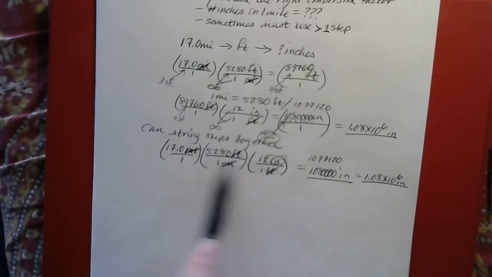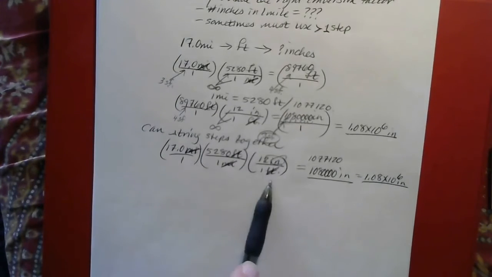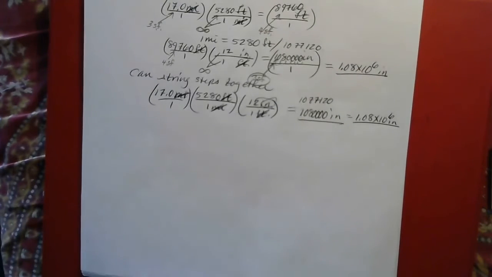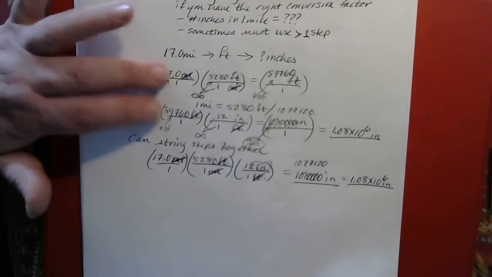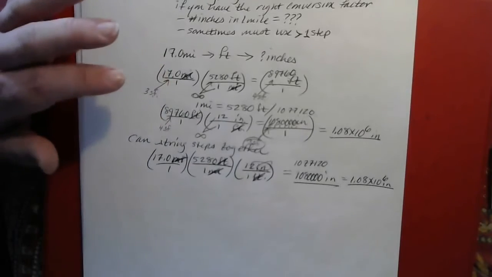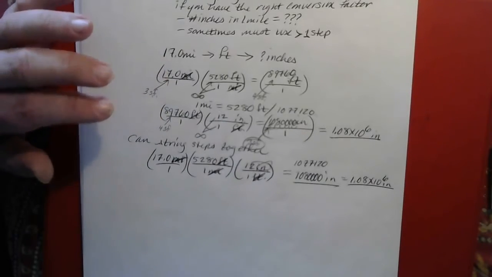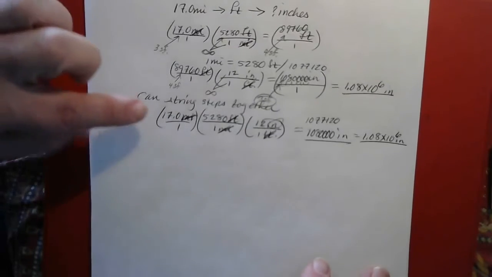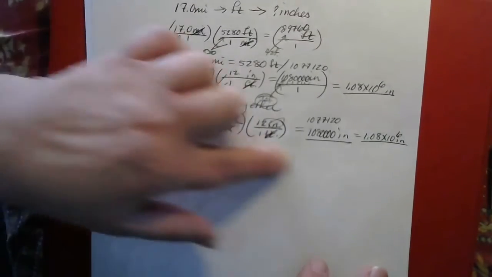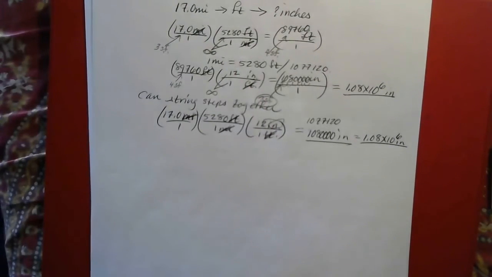But you don't have to. You can just keep going. This times this times this. Ignore the ones because they don't change anything, and you get the same number. So it might be better if you're new at this, or if you're a little shaky, to do it the first way, because it's easier to think of things one step at a time. And then when you eventually get better at it, you can do it all in one step like this, and you'll have it.